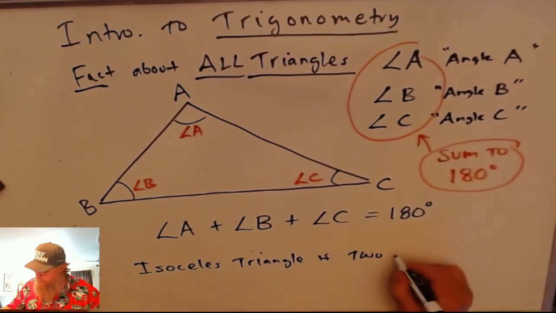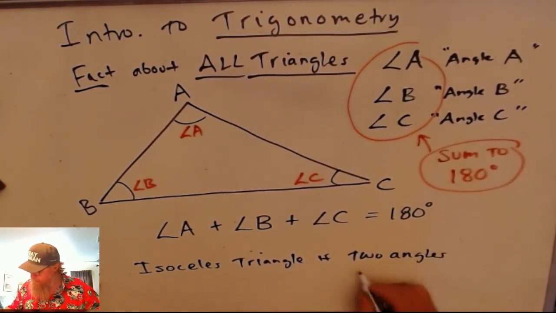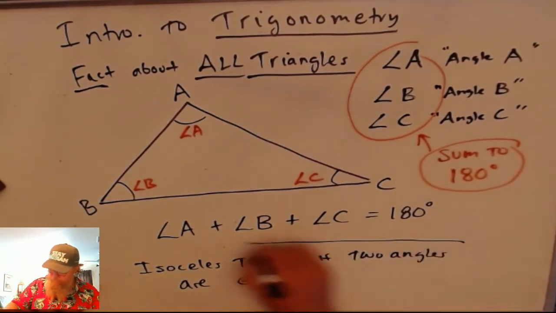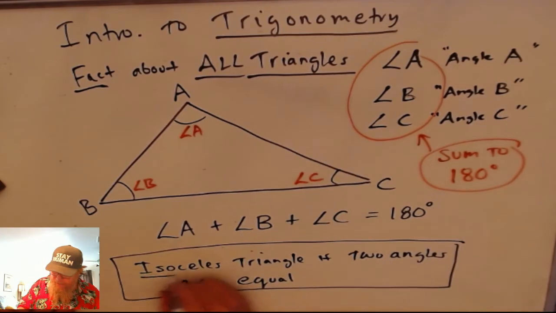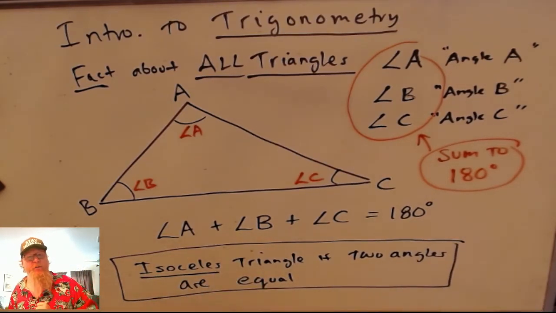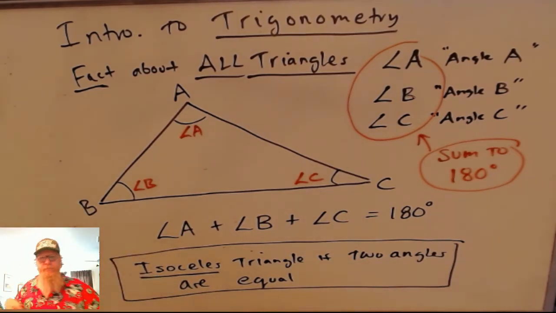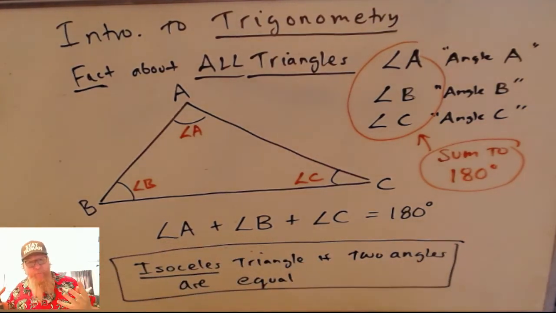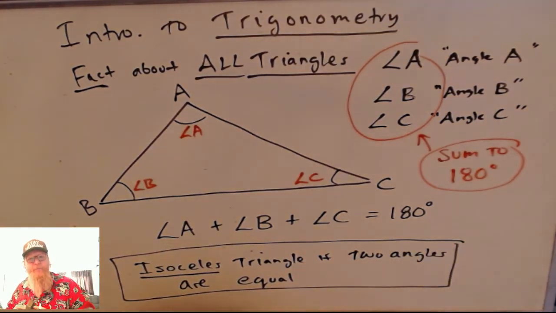If two angles are equal, we call that isosceles. If two of the angles are equal, it doesn't matter which two. Any of these two angles could be the same. We call that an isosceles triangle.